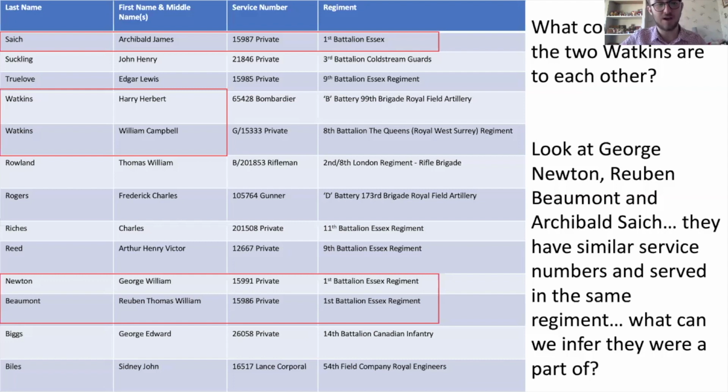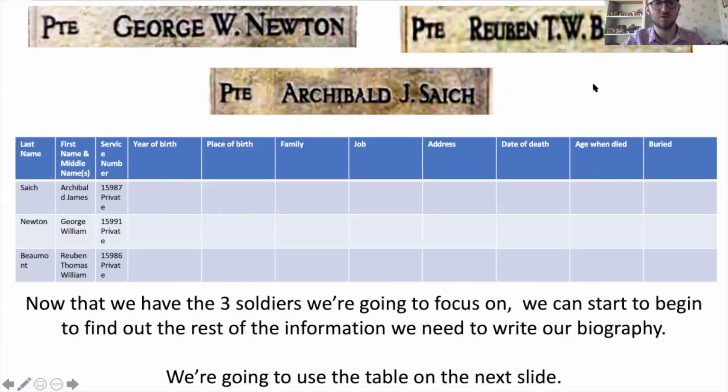So we've got our 3 men that we're now going to focus on: George Newton, Reuben Beaumont and Archibald Satch. And I've made this table for you guys. As I said at the start of the lesson, if you can print this off, that'd be brilliant. If you can't, no worries. I'll go on to the next slide and you can copy it down.